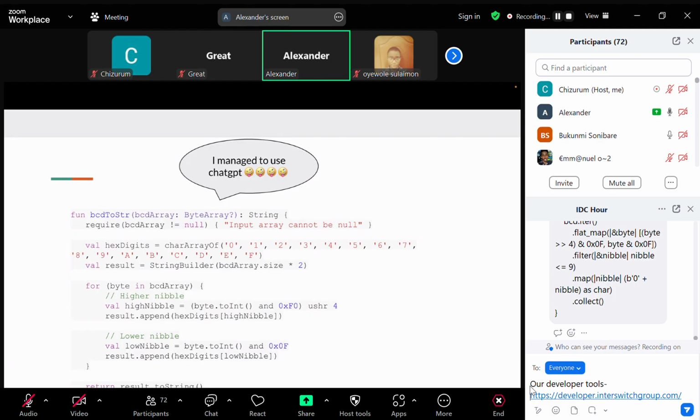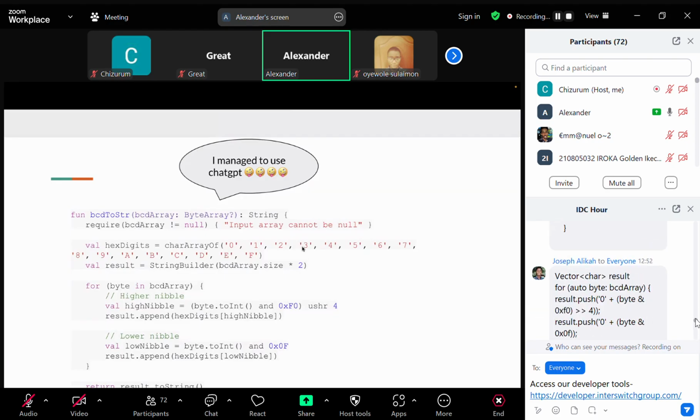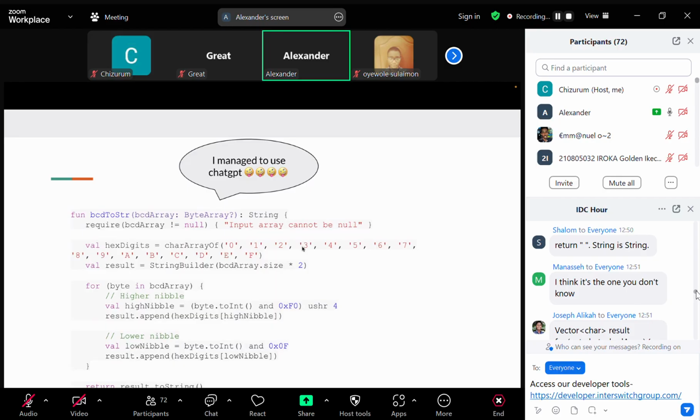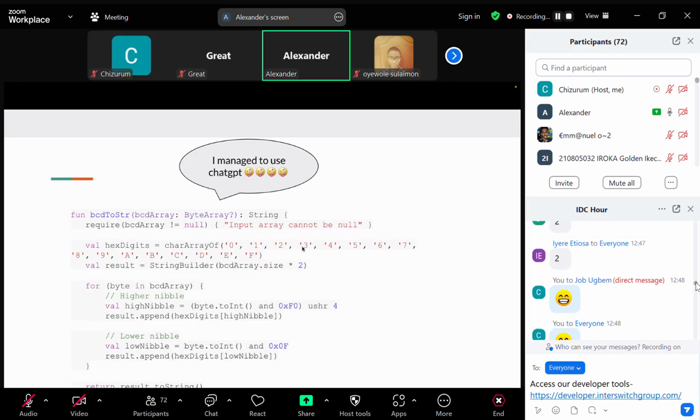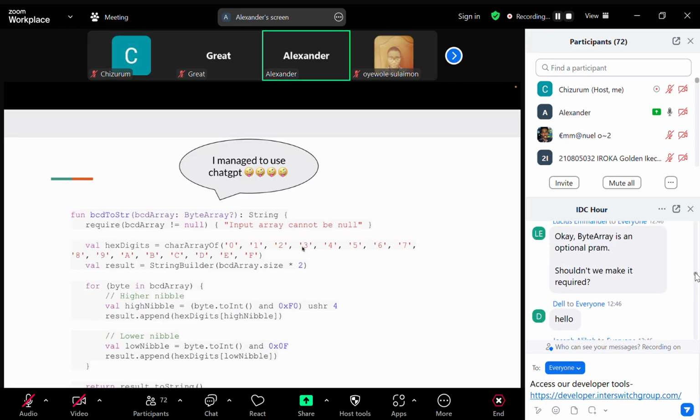For the lowest nibble, I just masked it. I don't need to shift it to the right again. After doing that, I pick from my array, indexed 0, 1, 2, 3 and so on. So if the value that I got is 5, I will just get that particular character in my character array and then append it to my result. That's typically what I did.